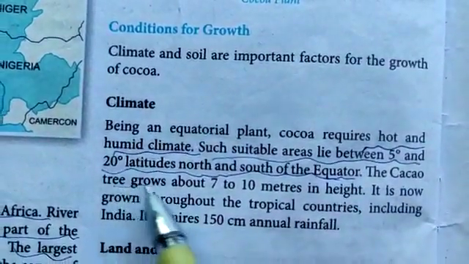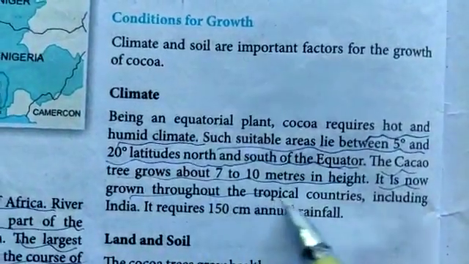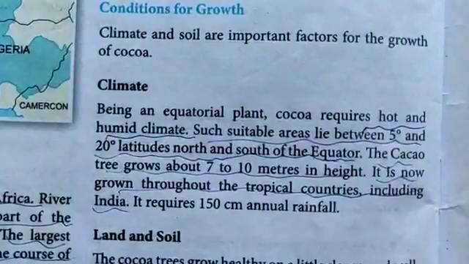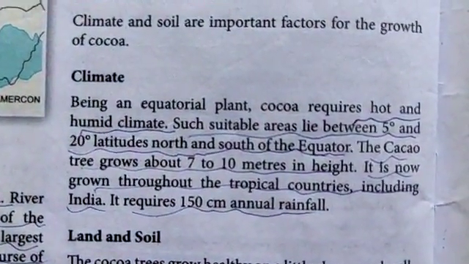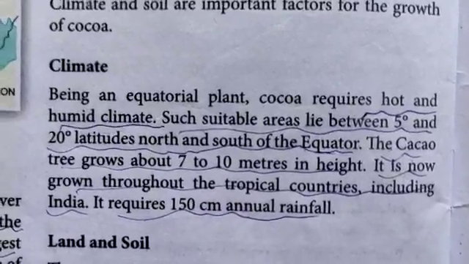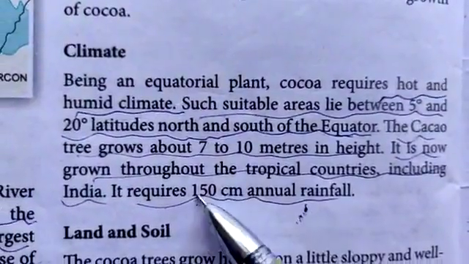So the cacao tree goes about 7 to 10 meters in height. It is now grown throughout the tropical countries including India. It requires 150 centimeter of annual rainfall. Artificial irrigation will not help, but natural rainfall is required, and that is 150 centimeter annually.